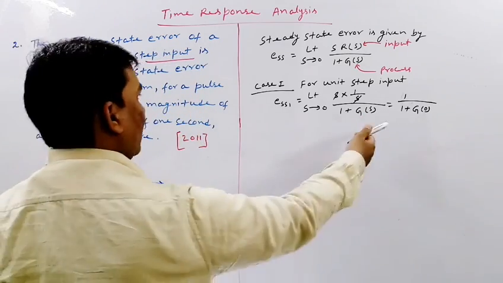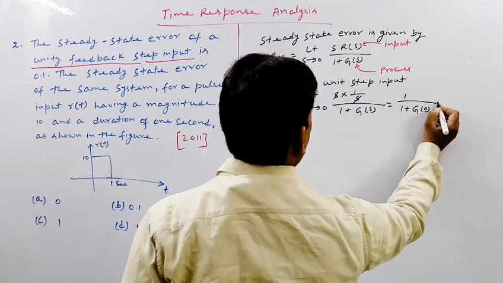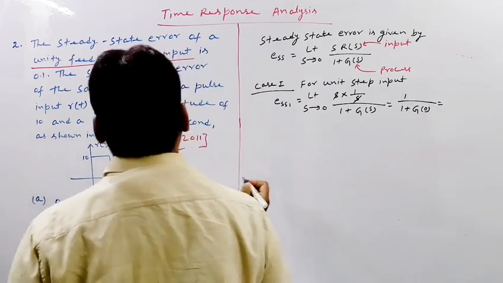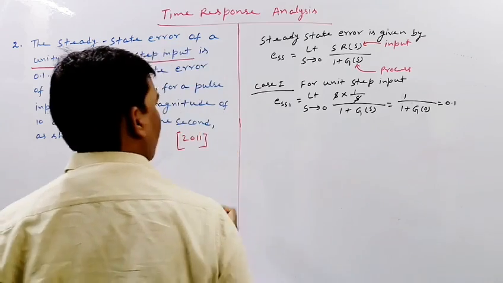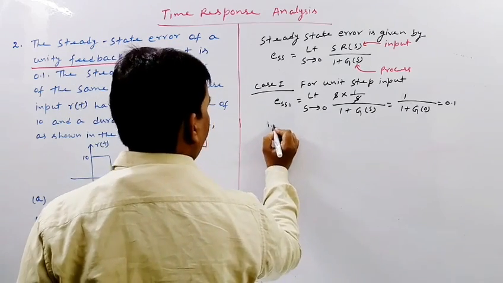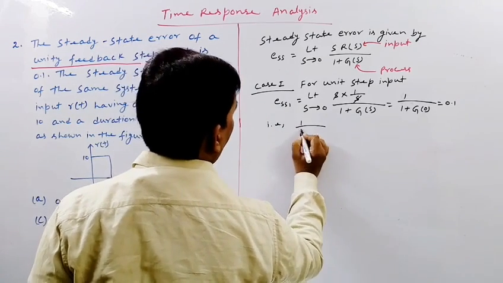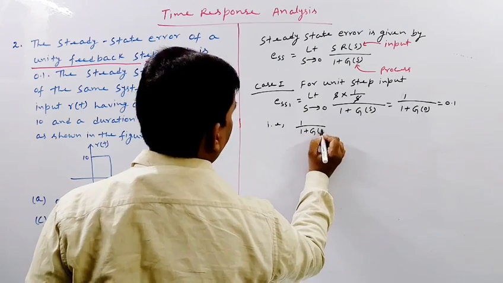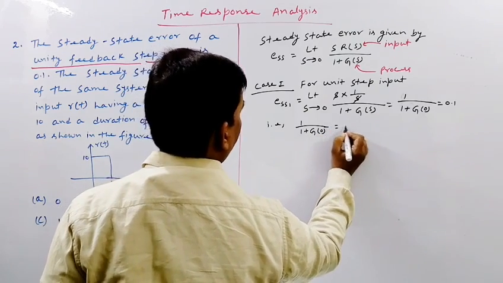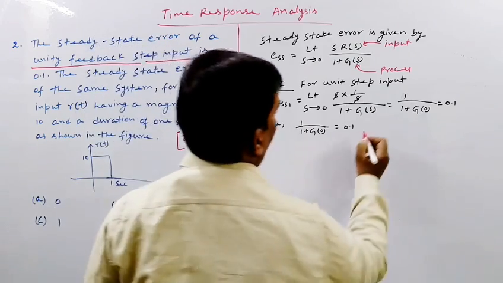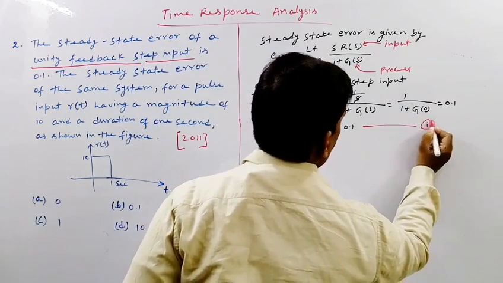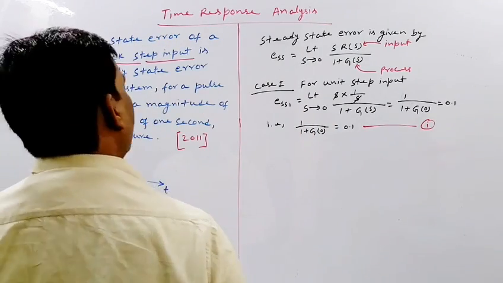So this value is given as 0.1. So now we can write 1 by 1 plus G(0) equal to 0.1. Let me denote it by equation number 1. Now case 2.